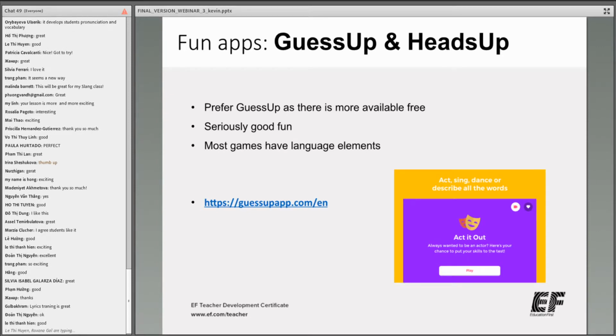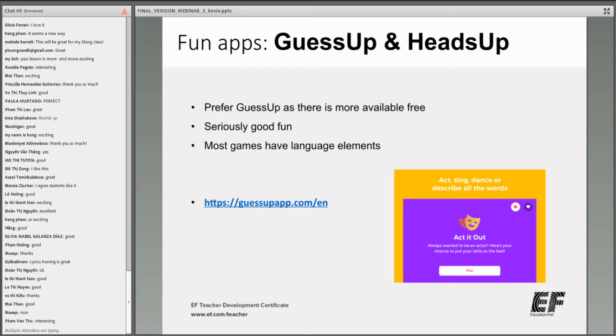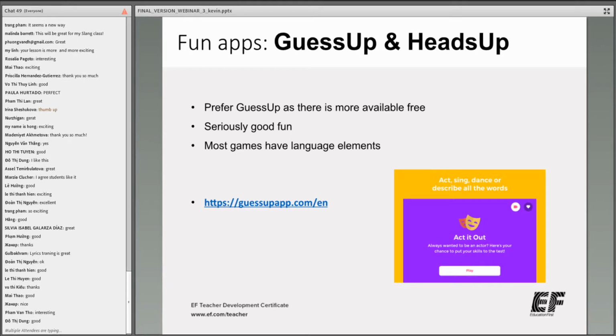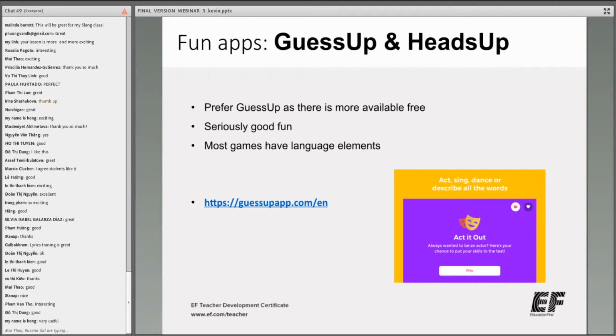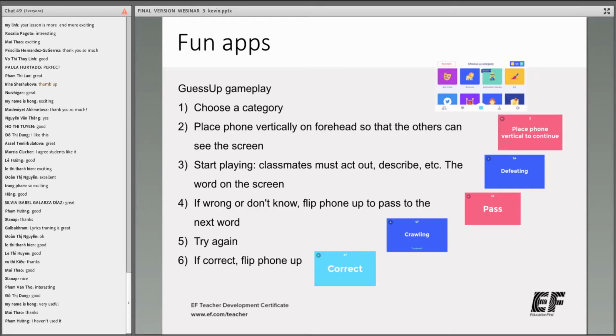It is seriously good fun, and the games have a language element to them. So we don't just want students to take part in games. There needs to be a language awareness aspect to the games. And the tools that I've mentioned all have this in common. So it's technology. It allows students to learn English in a fun, interactive way.